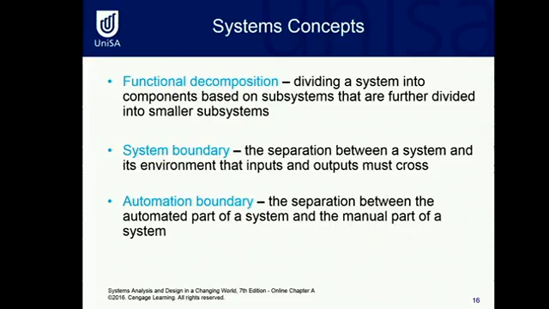We also have something called a system boundary that separates the system and its environment, where the inputs and the outputs must cross. We have something called an automation boundary, which is a separation between the automated part of the system and the manual part of the system, because some systems need some sort of manual operation or intervention from a user to help that system do its main function. Okay, so we have an automation boundary and a system boundary, and I'll show you a diagram which shows you the distinction between the two.